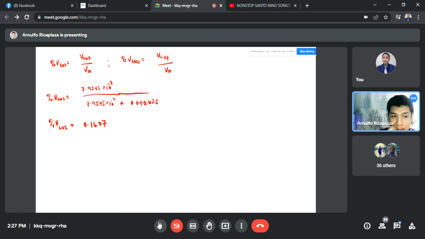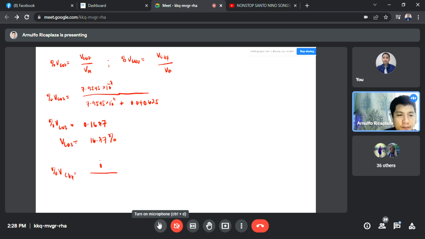Okay, so therefore guys, the CO2 is 16.37%. Okay, so next is to find the percent volume of the CH4. It is equal to 0.040625 divided by 0.040625 plus 7.9545 times 10 to the power of negative 3.